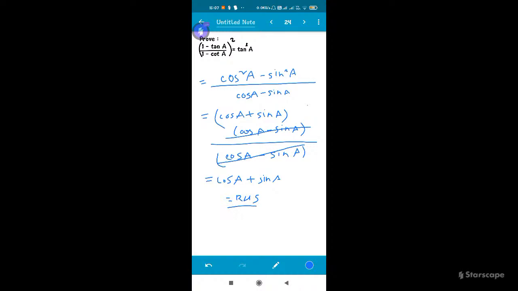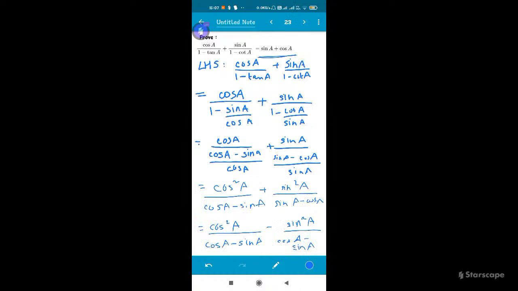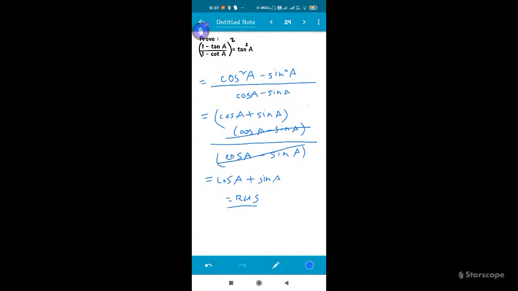So it was as simple as that. You just have to see what was there in the RHS and accordingly you have to modify the question on the left hand side. Alright, just copy it down so that I can erase it and then we can start with the next question.